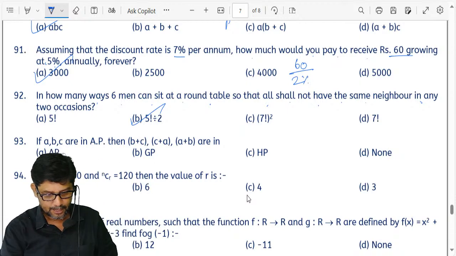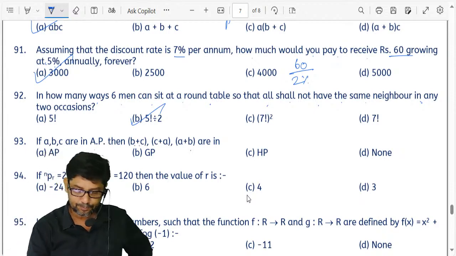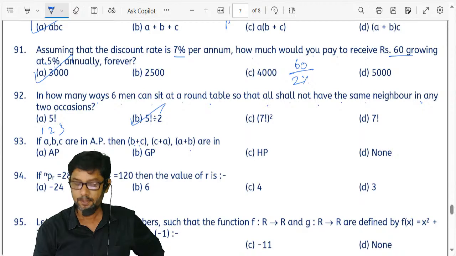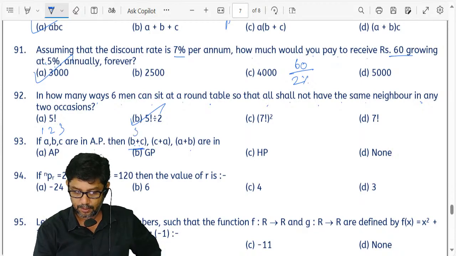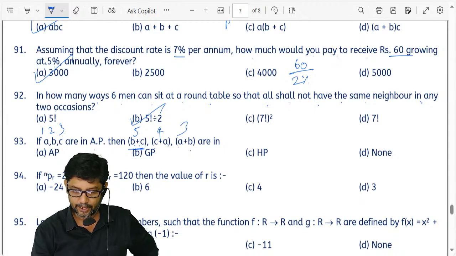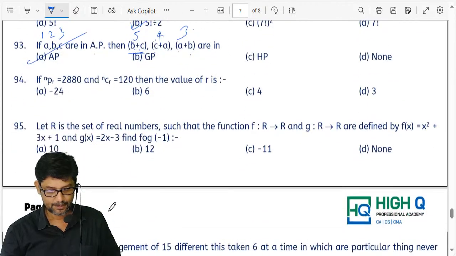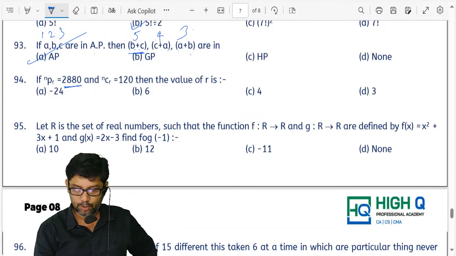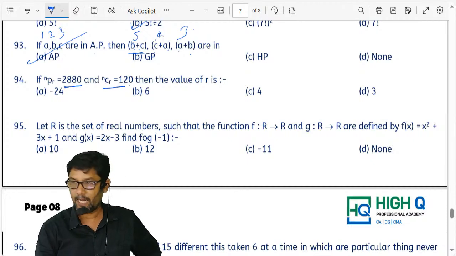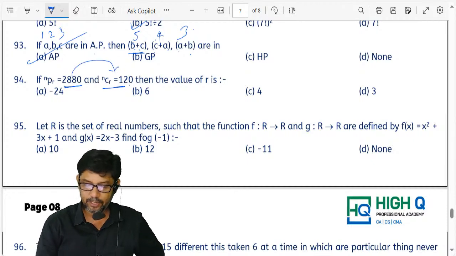Option B. A, B, C are in AP. B plus C, C plus A, A plus B are in what? I told you take 1, 2, 3. So what is it? B plus C is what? 5. C plus A is what? 4. A plus B is what? 3. So 5, 4, 3 are in AP again. nPr is 2880. nCr is 120. What is r? Simply divide 2880 by 120.